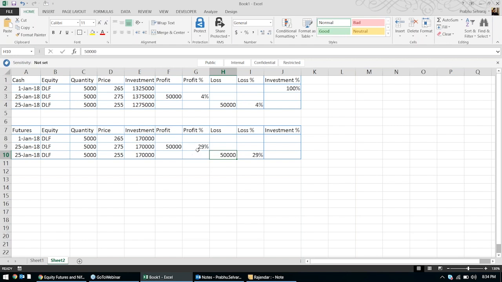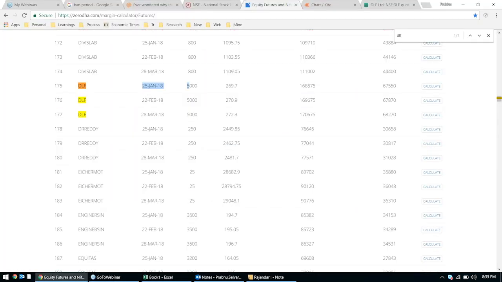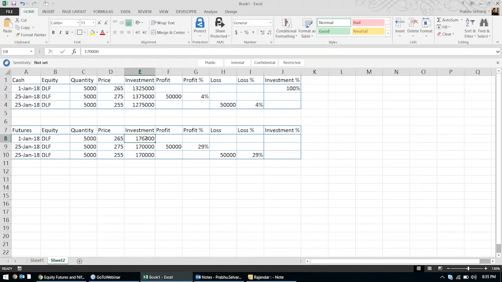So what are the returns on my investment? You can hold your position of 5,000 shares of DLF with 1,70,000 rupees until the expiry date. My total profit on my investment is 29%. So I'm making an investment of 1,70,000 rupees, and my ROI is about 30%.